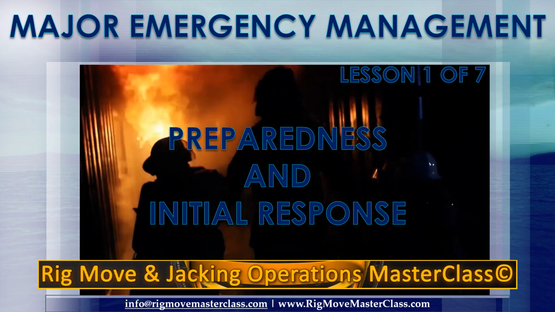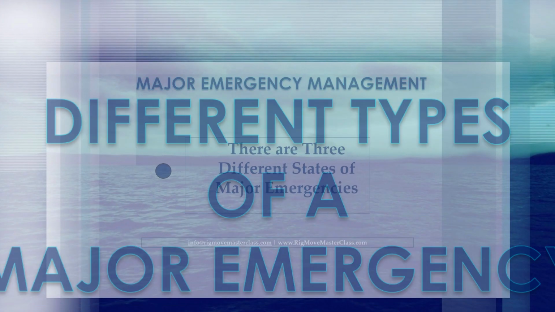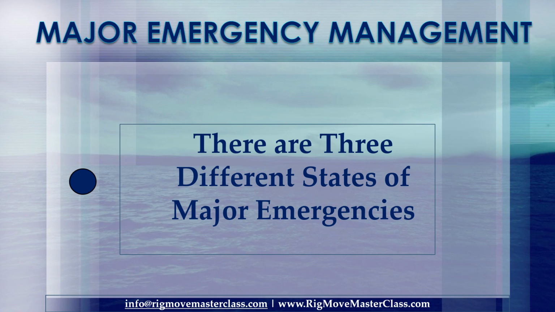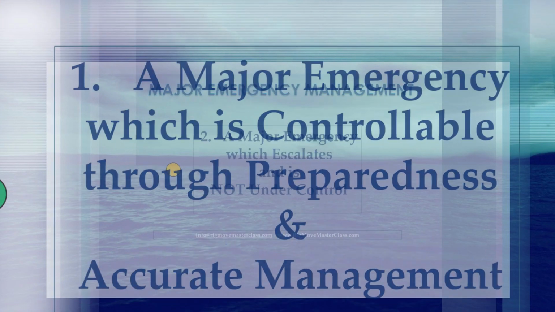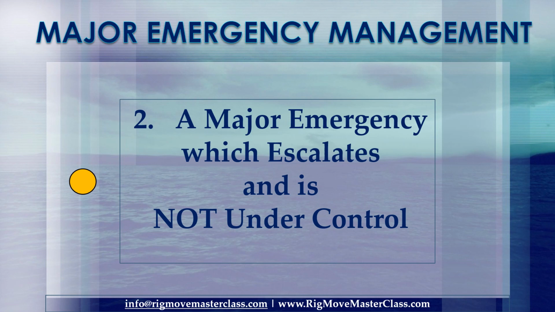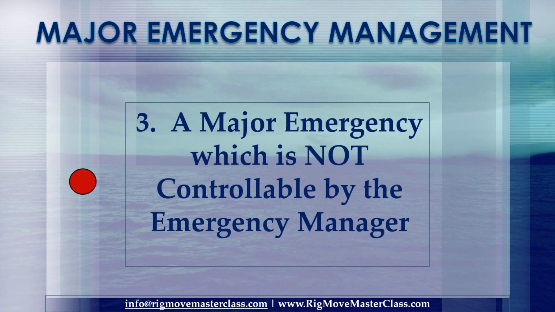Let's start with lesson number 1 of 7. Different types of a major emergency. There are 3 different states of major emergencies. A major emergency which is controllable through preparedness and accurate management. A major emergency which escalates and is not under control. A major emergency which is not controllable by the emergency manager.